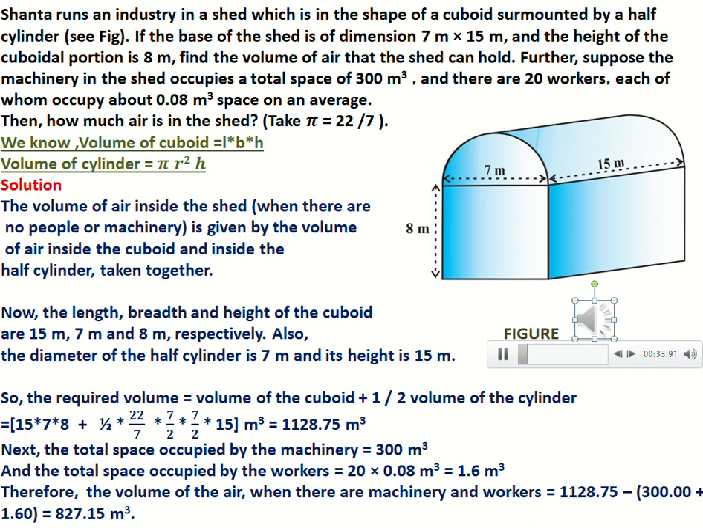Further, suppose the machinery in the shed occupies total space 300 meter cube and there are 20 workers, each of whom occupies 0.08 m cube space on an average. Then how much air is in the shed? Take pi is equal to 22/7.